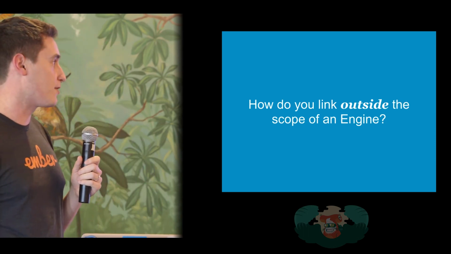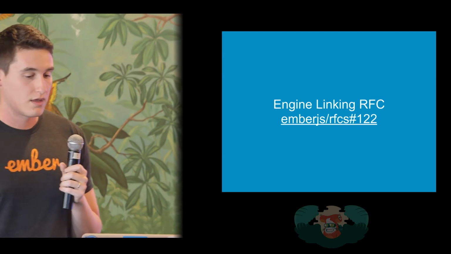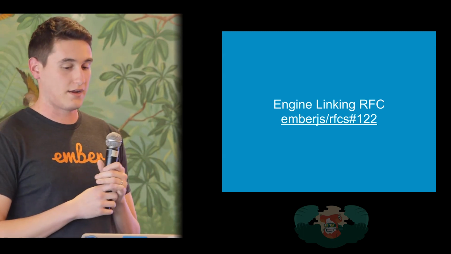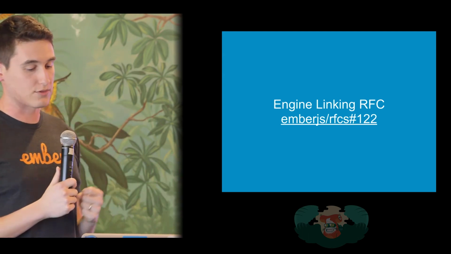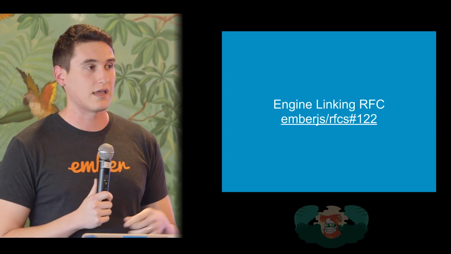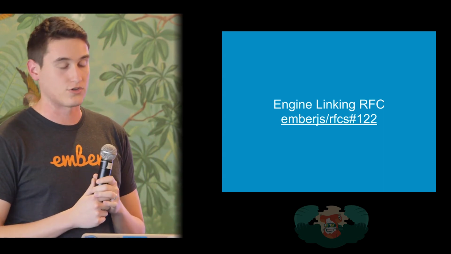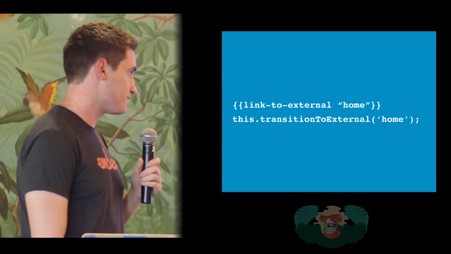So to address this problem, we came up with the engine linking RFC. This RFC was an attempt to define an alternative construct for denoting when you want to link to something outside or external to an engine. It essentially proposes a sibling API to link-to and the transitionTo APIs. And it boils down to this.